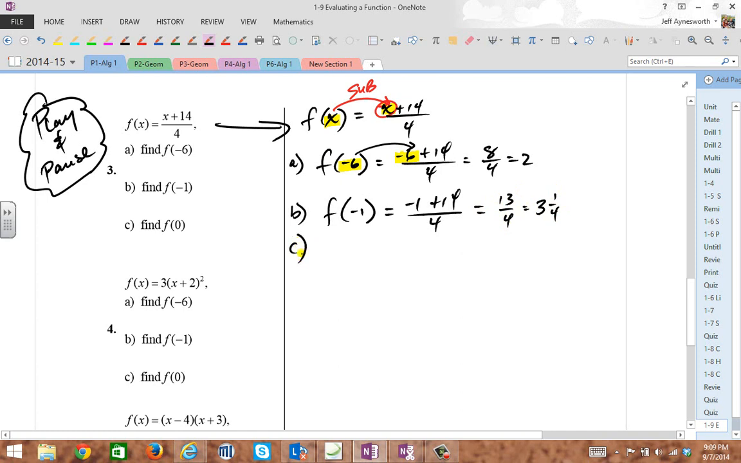Did you get it right? If not, check your work, fix it off to the side, and mark your mistakes. All you want to do is just substitute in wherever you see x. Next one, f of 0. Pause the video, give it a shot.